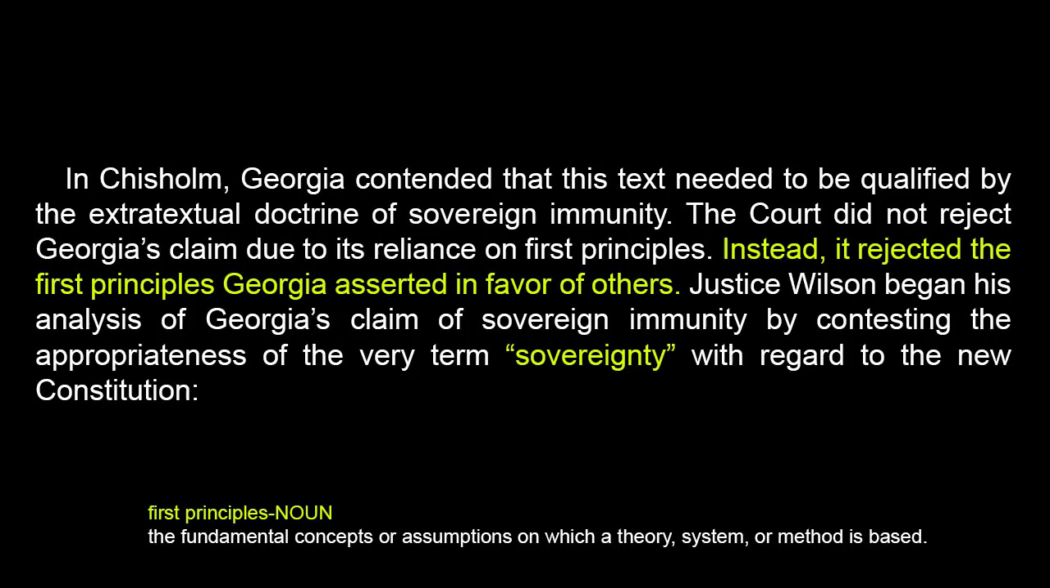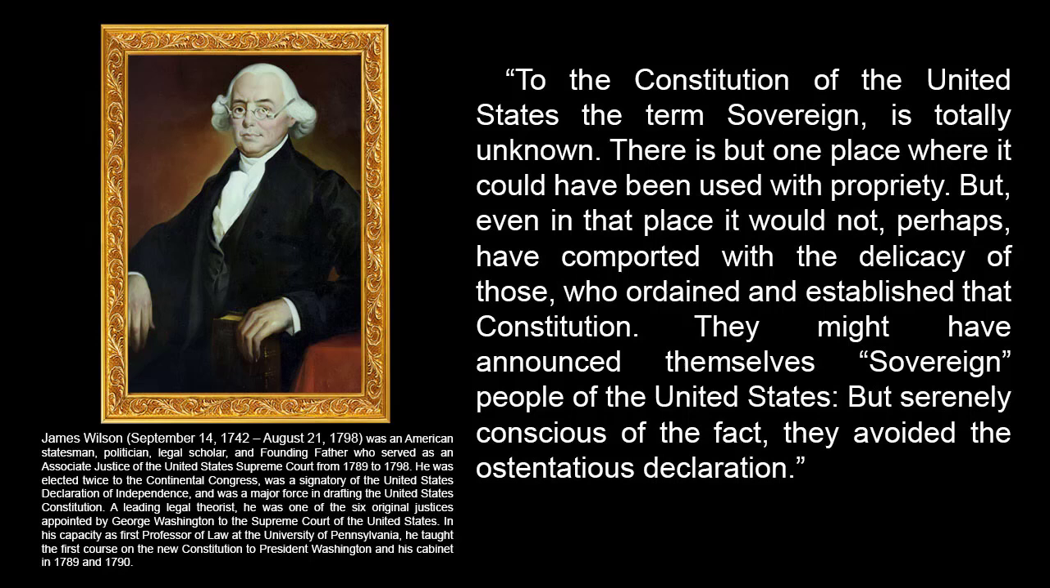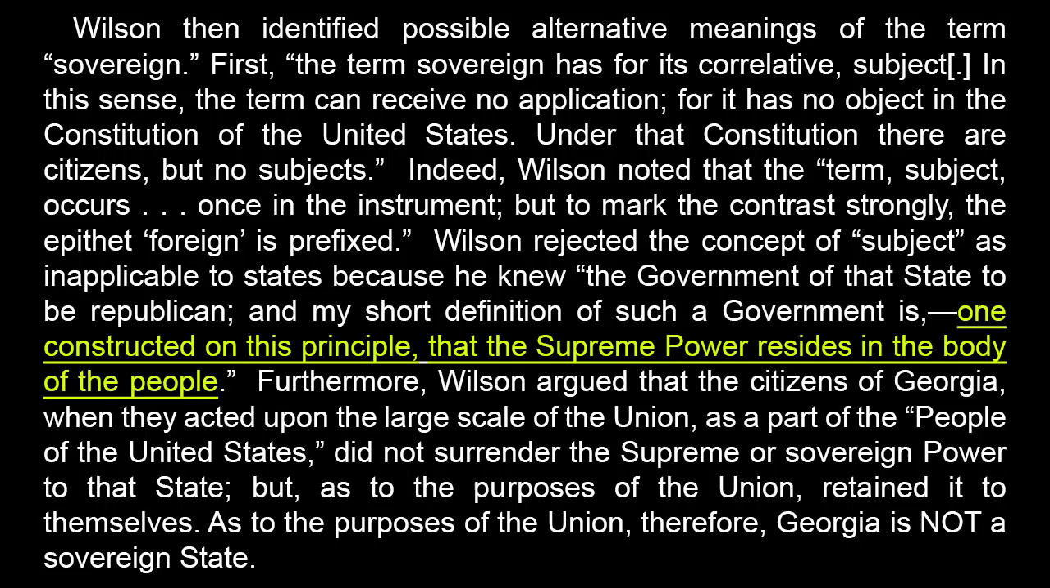"To the Constitution of the United States, the term sovereign is totally unknown. There's but one place where it could have been used with propriety, but even in that place, it would not, perhaps, have comported with the delicacy of those who ordained and established that Constitution. They might have announced themselves sovereign people of the United States, but serenely conscious of the fact, they avoided the ostentatious declaration." Wilson then identified possible alternative meanings of the term sovereign.